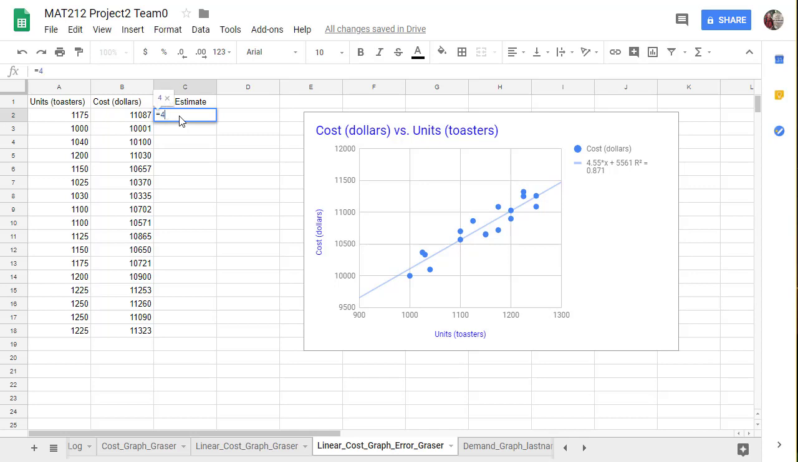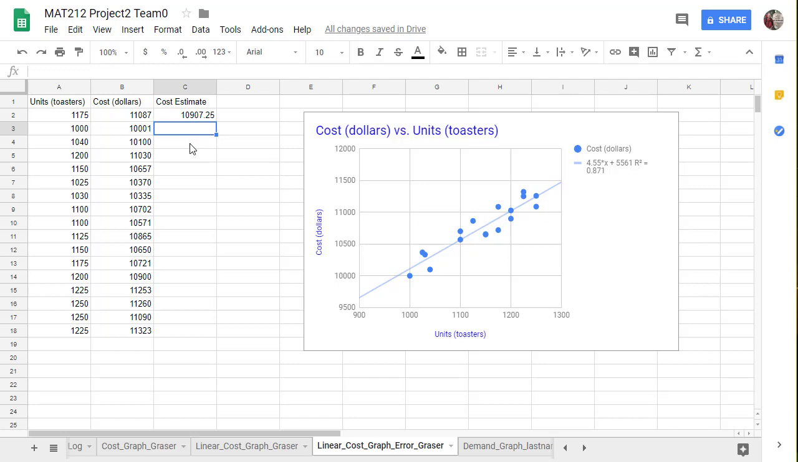Since I'm doing a calculation, I always start a calculation with equals. I'm going to say 4.55 times, and the x value is this 1175, so I'll click on it and it'll put A2 in its place there. Then I'm going to finish off the formula plus 5561. And remember, I'm getting those off of my graph over here. Type enter, and it's found the estimate for the point at 1175, telling me where it's being graphed and also where it is on the line.